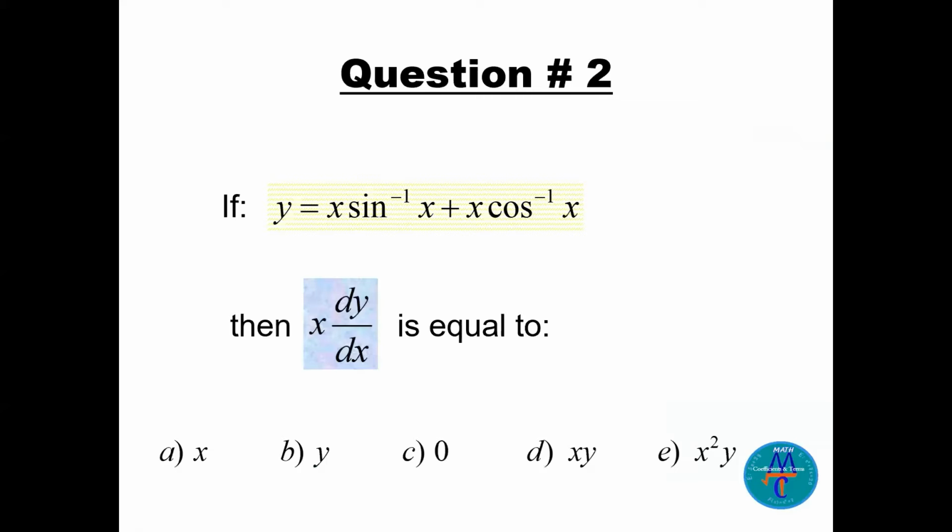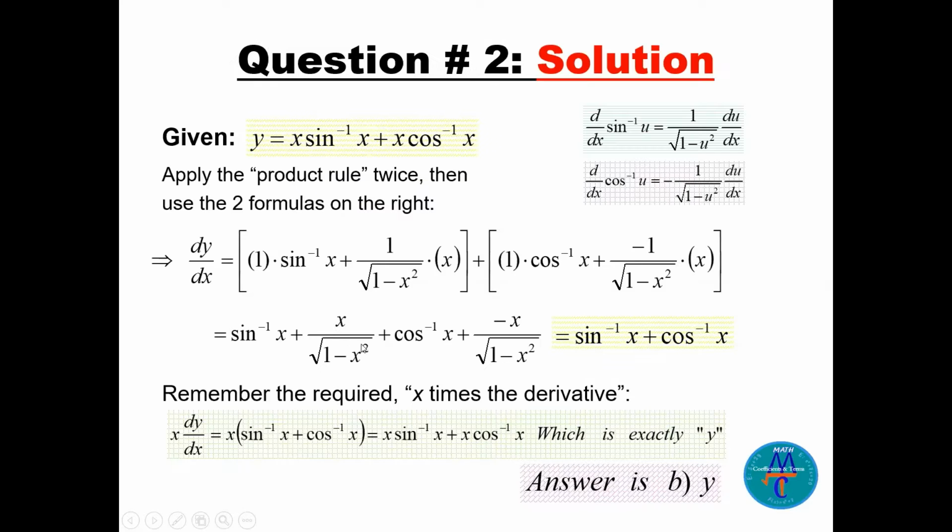Now, question number 2, we have the function y equals x times inverse sine of x plus x times inverse cosine of x. Let's find x times the derivative of this function, dy over dx. So you find the derivative, multiply that by x, and then the answer will be either x or y or 0 or xy or x squared y.